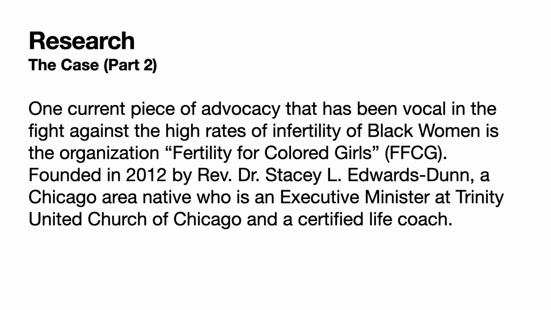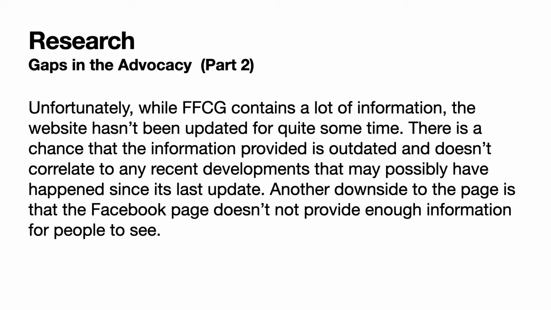In part two, she identifies very specifically the group that she's looking at, Fertility for Colored Girls. So she's looking at the details of that. Notice how specific she is. She's giving the history, founded in 2012, who's founded it. So it's very clear what she's looking at. She then talks a lot about what the advocacy has been doing with this group, and basically says, you know, it's great that this group exists, but there are gaps in the advocacy.